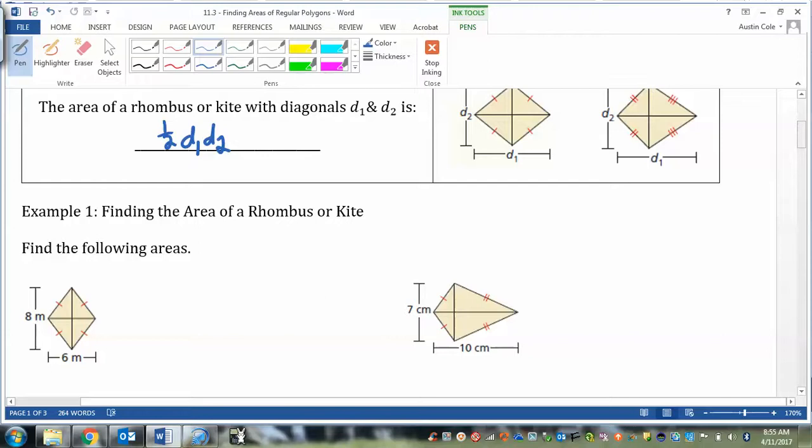Okay, so on this rhombus over here, we have a diagonal of 8 meters and a diagonal of 6 meters. So what's my formula here? 1/2 D1 D2, right, which in this case is 1/2 times 8 times 6. 1/2 of 8 is 4, 4 times 6 equals 24. So the area for this rhombus is 24 meters squared.